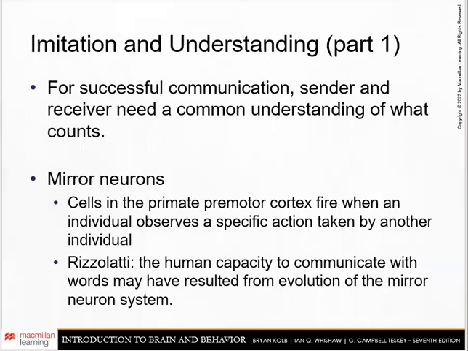Next, we're going to be talking about imitation understanding. For successful communication, the sender and the receiver need a common understanding of what counts. There are these things called mirror neurons, and these are cells in the primate premotor cortex which fire when an individual observes a specific action taken by another individual. Rizzolatti is the human capacity to communicate with words, which may have resulted from the evolution of the mirror neuron system.